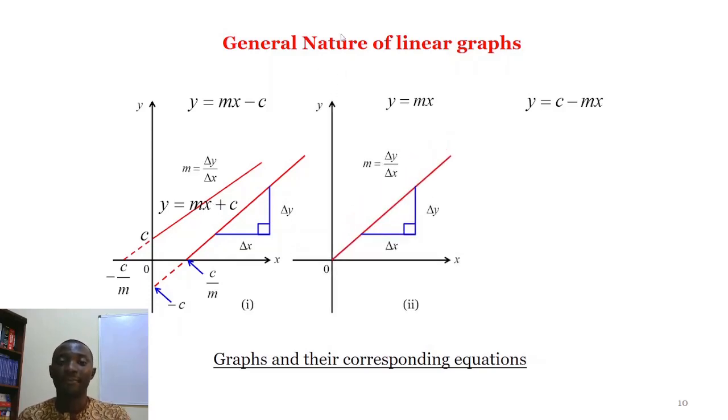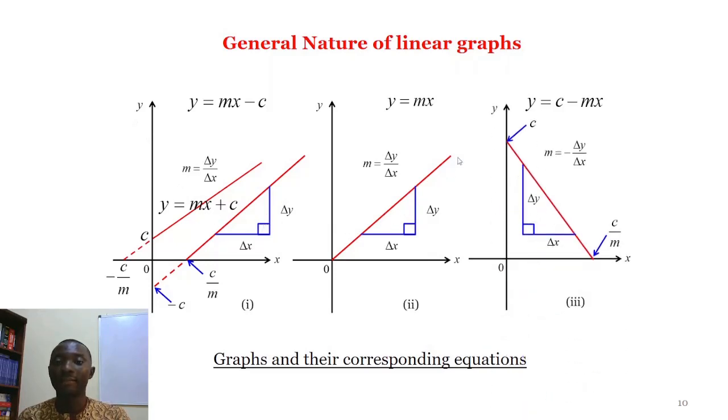Next, this graph, y equal to mx, passes through the origin, so it has no intercept. The gradient is change in y all over change in x. For these three lines, the values of y increase with increase in x. If you compare this, where the values of y decrease with increase in x, you obtain a negative gradient.